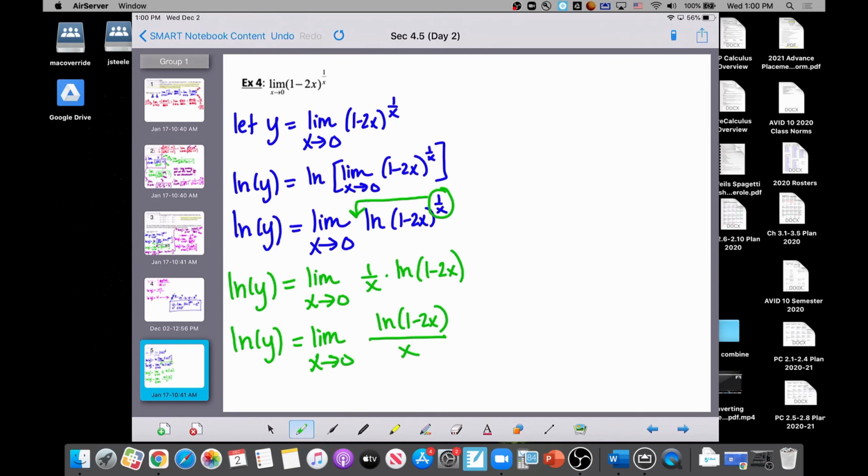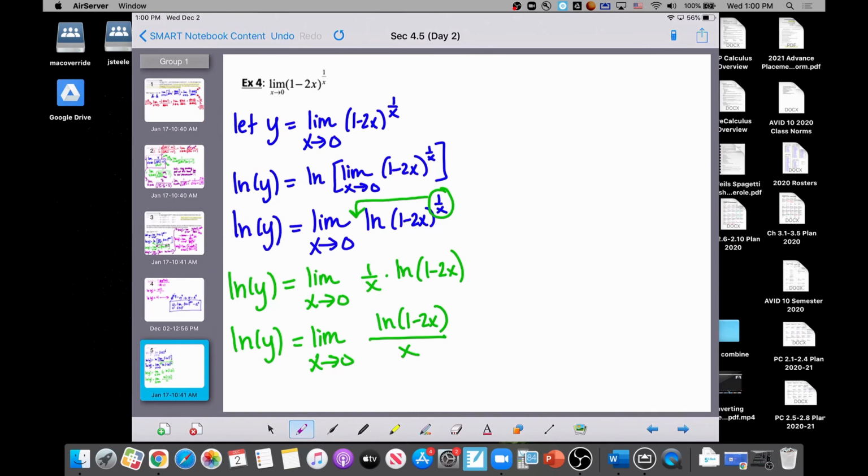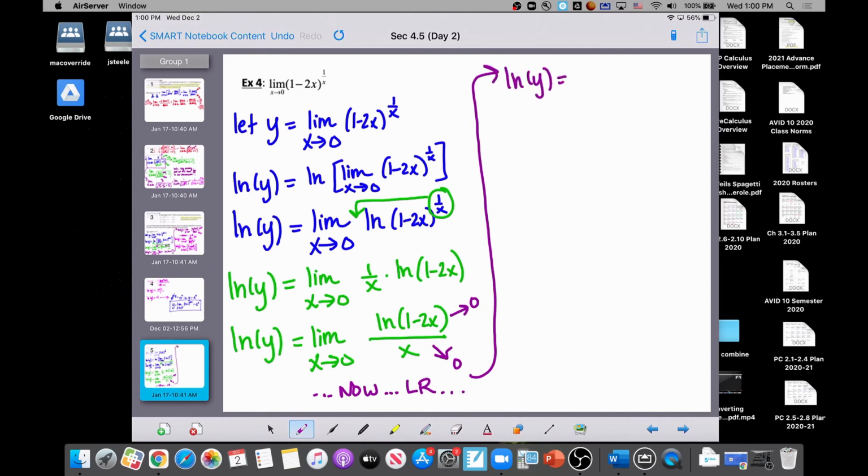And so now that I have a quotient, if I were to check my limit, if I plug 0 in, 2 times 0 is 0, 1 minus 0 is 1, and in the numerator, natural log of 1 is 0. In my denominator, if x is 0, my denominator goes to 0 as well. Okay, so now L'Hopital's rule.